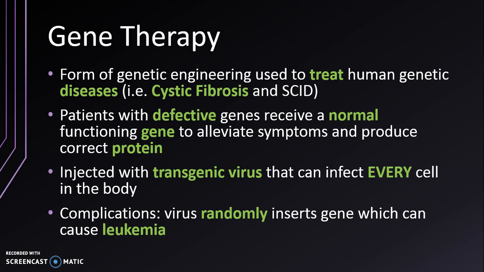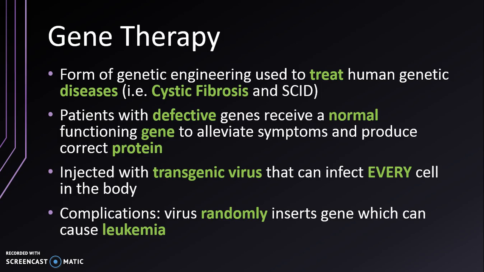Cystic fibrosis, if you don't know, is a disease of the lungs. And people who have cystic fibrosis have an abnormally large amount of mucus production in their lungs compared to the normal individual. And that mucus can lead to lung infections and poorer health compared to the average human. SCID stands for severe combined immunodeficiency, and this is the scientific term for a person who does not have an immune system.